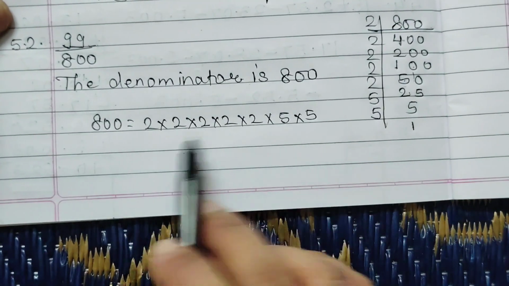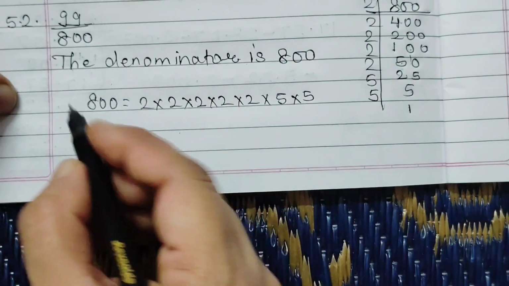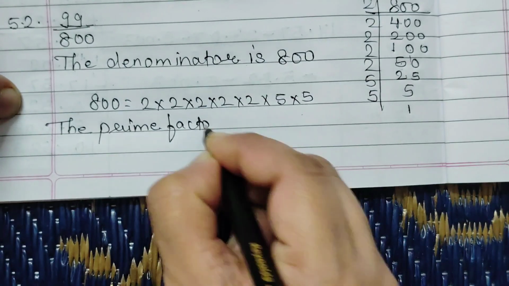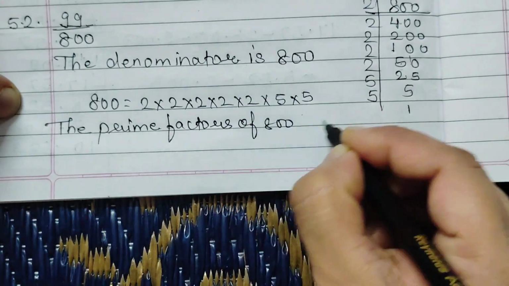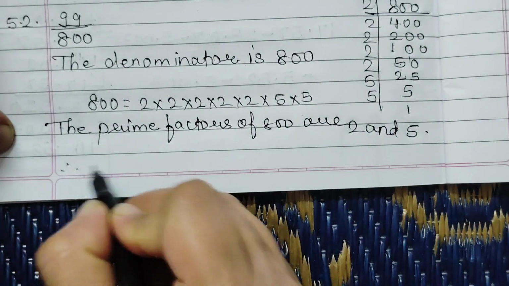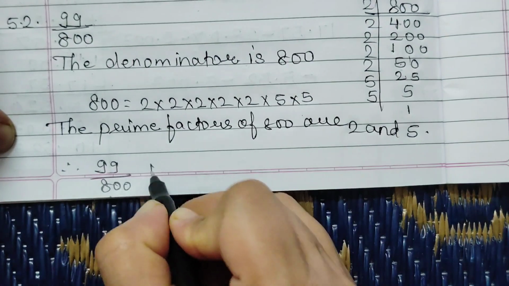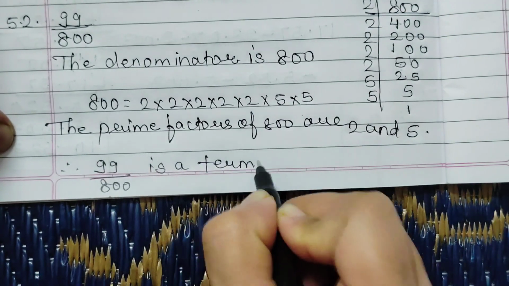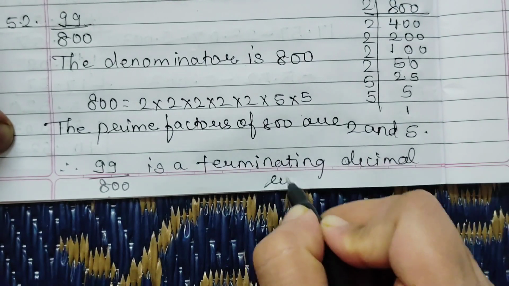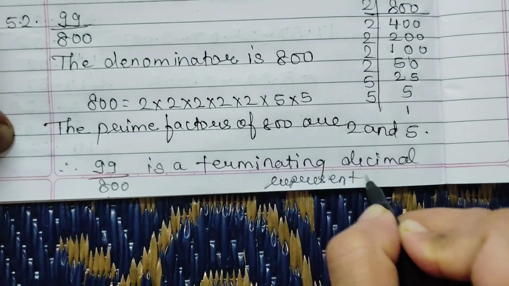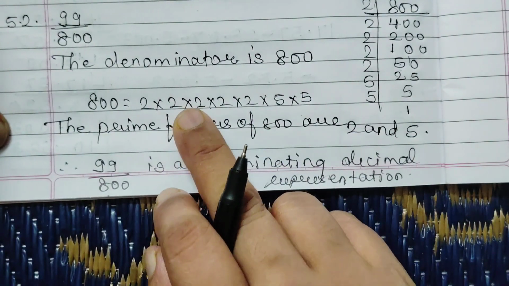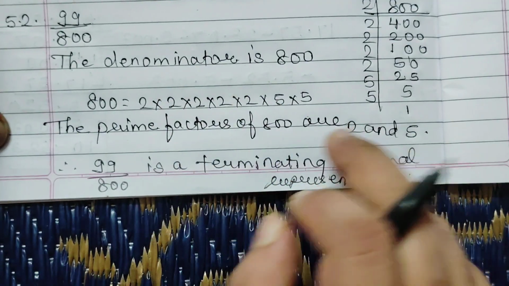So if we see, we have only 2 and 5 as the factors of 800. Okay, so we'll write the prime factors of 800 are 2 and 5. Therefore 99 upon 800 is a terminating decimal representation. Okay, the factors should always be 2 or 5 or both 2 and 5. So we have 2 and 5.